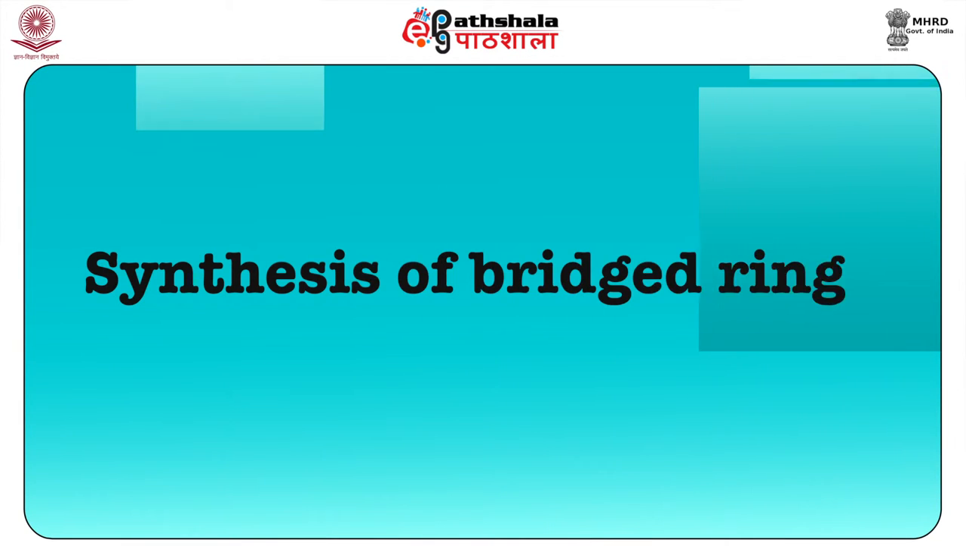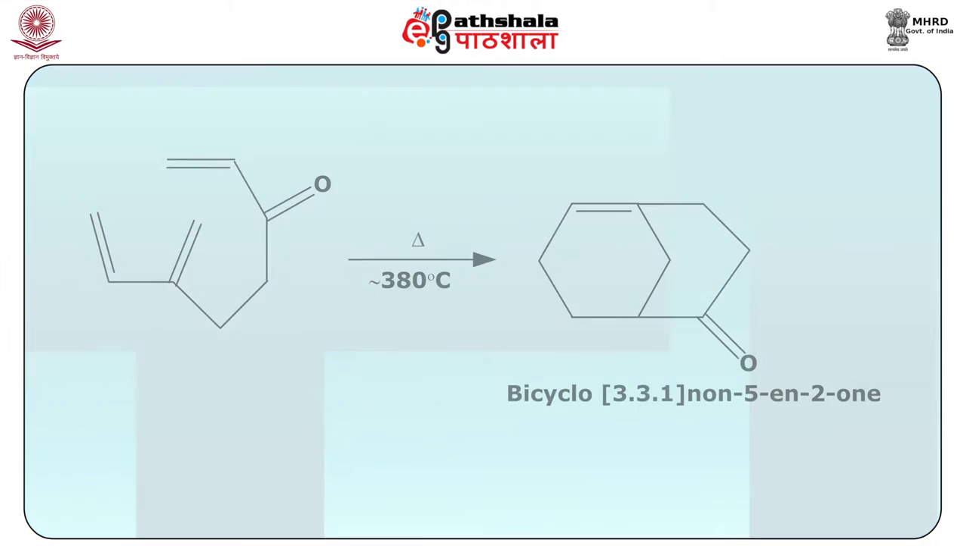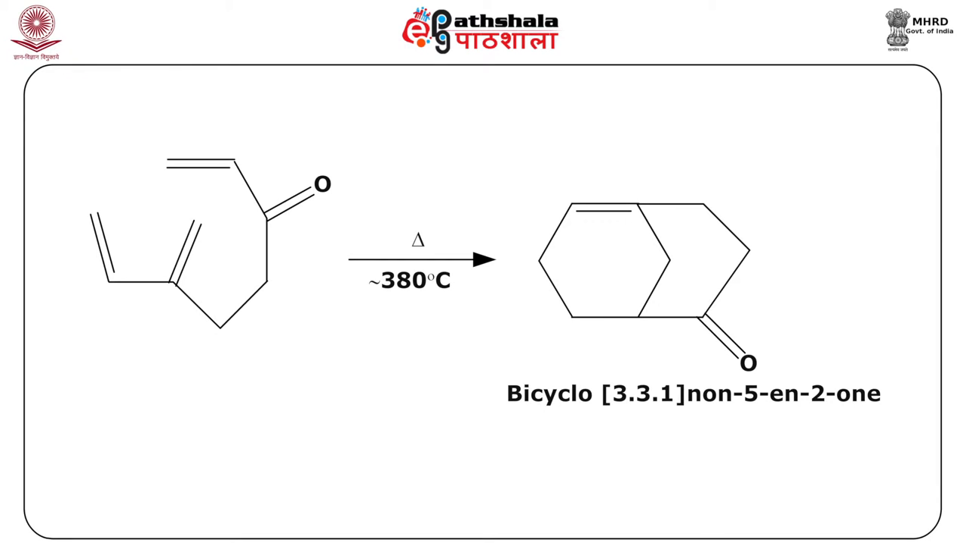Synthesis of the bridge rings. Diels Alder reaction. The intramolecular Diels Alder reactions are widely used for the construction of bridge ring compounds. The use of 2-substituted butadienes gives a series of bridgehead alkenes and bridgehead enol lactones. The reaction proceeds by simple heating at high temperature or is sometimes catalyzed by a Lewis acid.